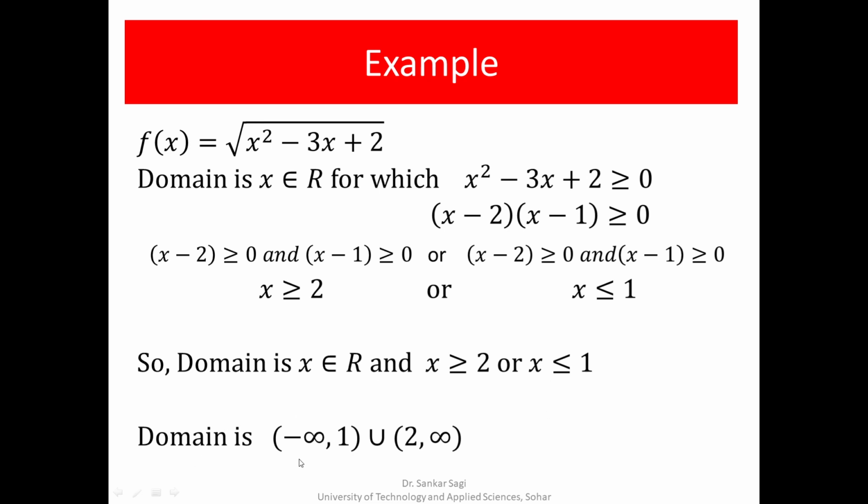Therefore the domain is all real numbers from minus infinity to 1. That means numbers less than or equal to 1, up to minus infinity. For representing this we put a union, and the numbers greater than or equal to 2, that means you can put 2 or more than 2. Here also you can change it to a closed interval, because you can include 2 also. So you can make it closed at 2, and here also closed at 1. So this is the domain of this radical function, square root of x squared minus 3x plus 2.